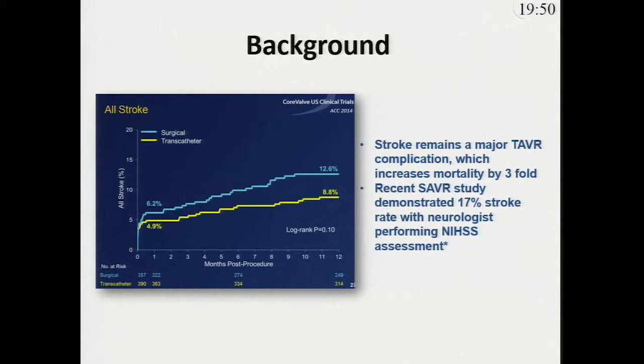These are data from the US-American pivotal study, and they show that there is a 17% stroke rate in this particular patient population. And this 17% stroke rate leads to a mortality which is 2 to 3 times above the average mortality for TAVR.